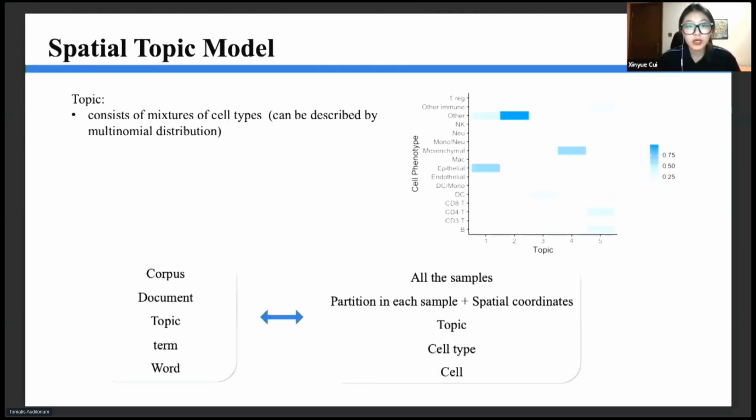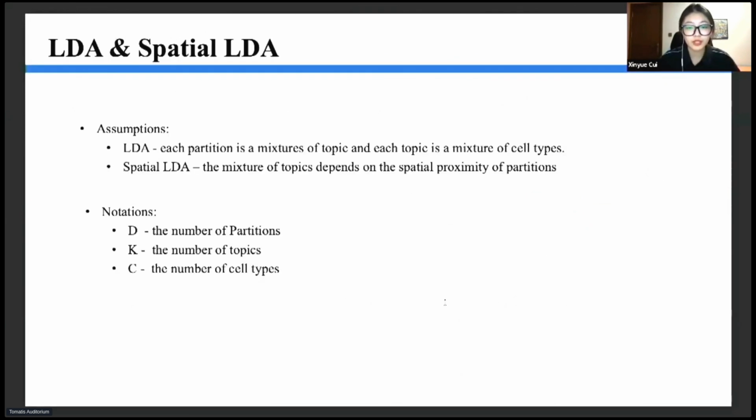So we treat all samples as corpora, and partitions in each sample plus spatial coordinates as target documents, cell types as terms, and individual cells as words. For assumptions, LDA assumes each partition is a mixture of topics and each topic is a mixture of cell types. In spatial LDA, the mixture of topics depends on the spatial proximity of partitions. And the following are some notations for my subsequent explanations.